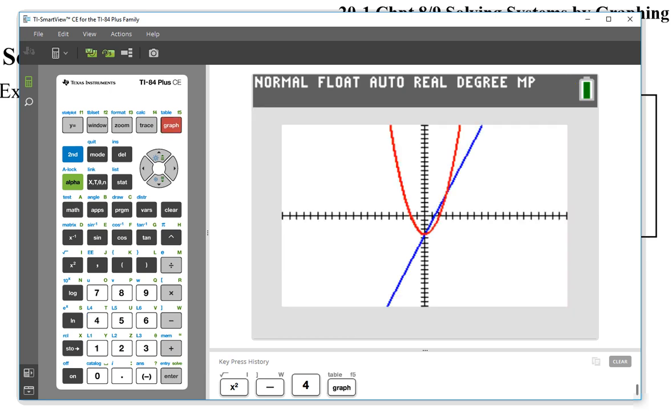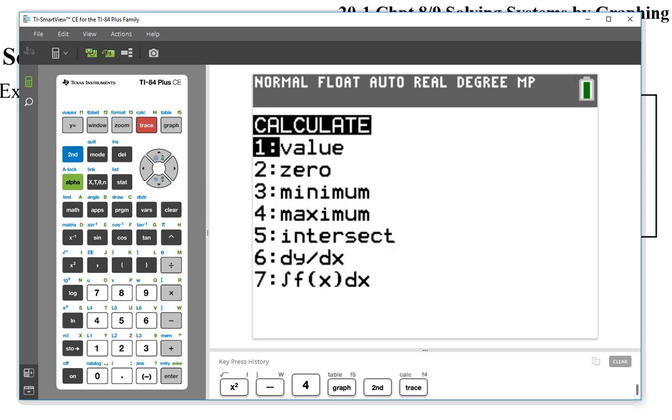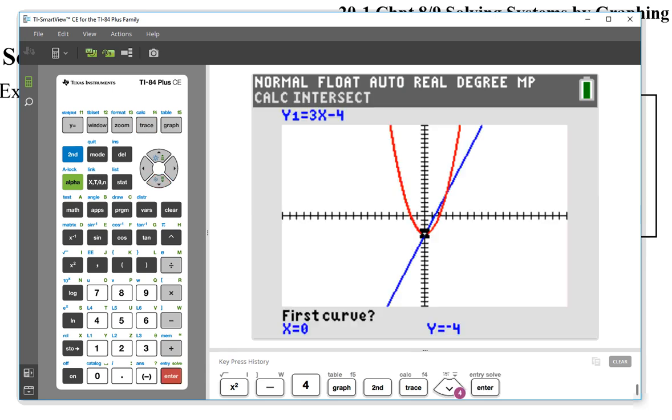I graph it. I could change my window settings possibly if I wanted to make it a little smaller, but I see the 2 points of intersection of the two graphs, so I need to put down both solutions, not just one of them. Like it says, we want to go second trace. We want number 5, the point of intersection, because the point of intersection is our solution.